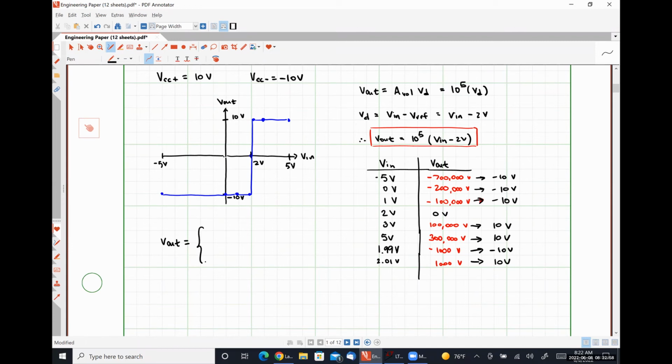So for our generic non-inverting comparator, we will find that our output voltage is VCC plus, the positive supply voltage, for almost all input voltages greater than Vref, and our output voltage is VCC minus for all input voltages that are less than Vref.